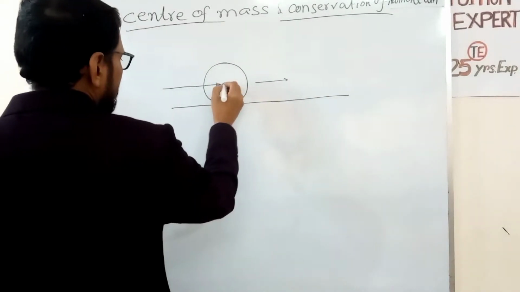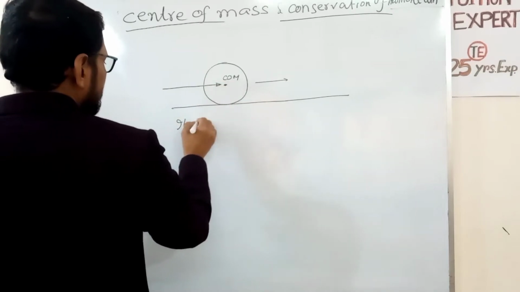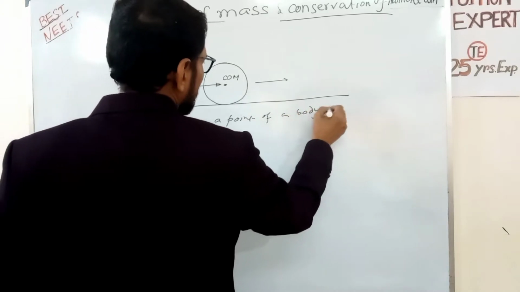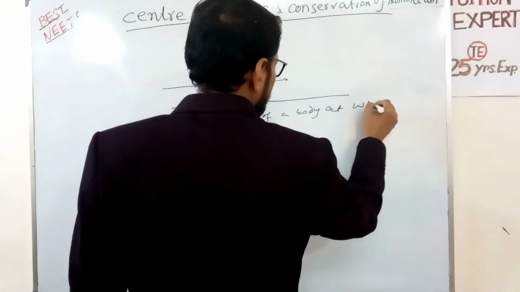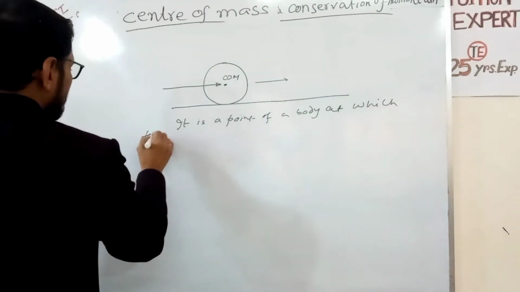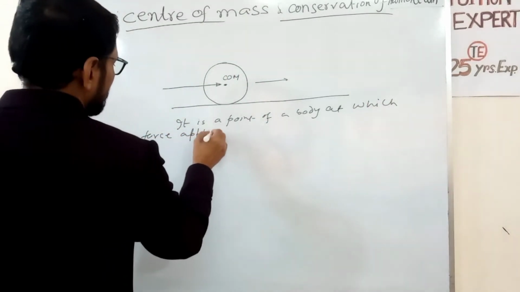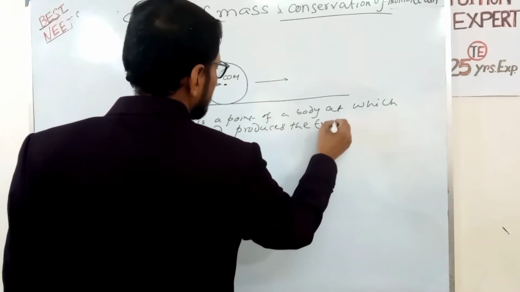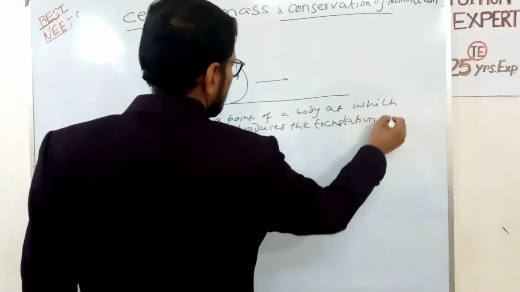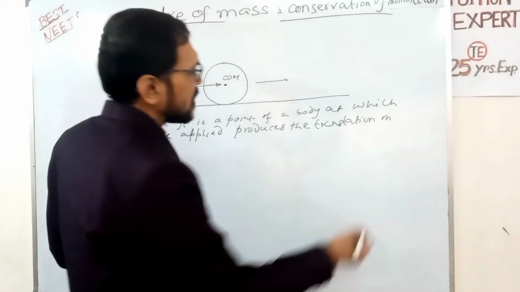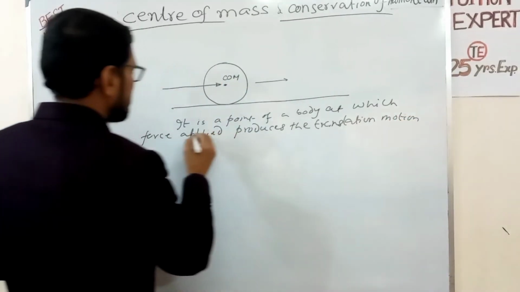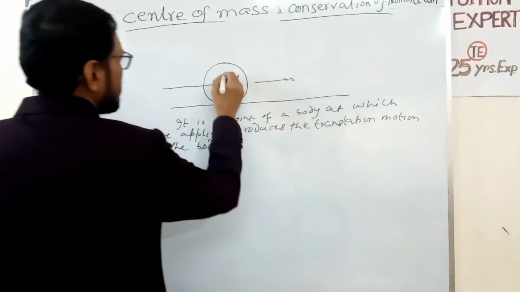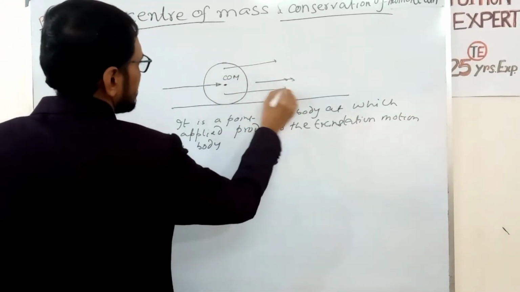So center of mass is a point of a body at which a force applied produces the translation motion of the body. Translation motion is like this, so every particle moves in this way.